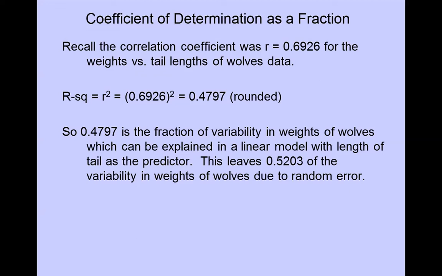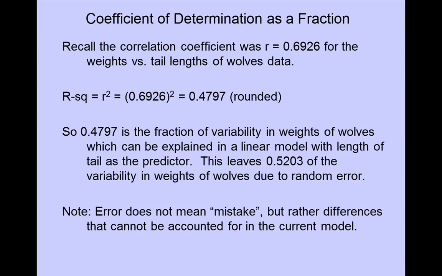This leaves 1 minus 0.4797, or 0.5203, of the variability in weights of wolves due to random error. Now, error in this case doesn't mean a mistake, but rather it's the part left over. It's the differences or the variability that cannot be accounted for or explained in the current model.